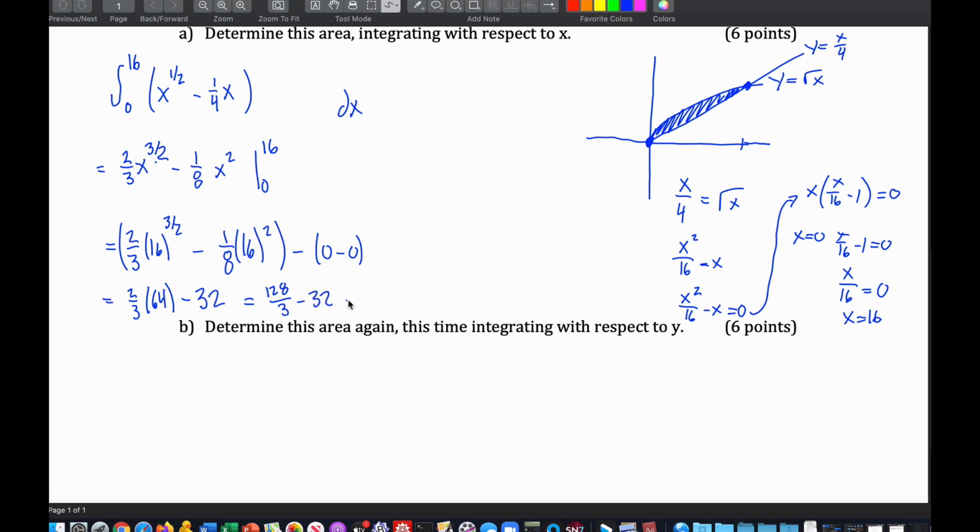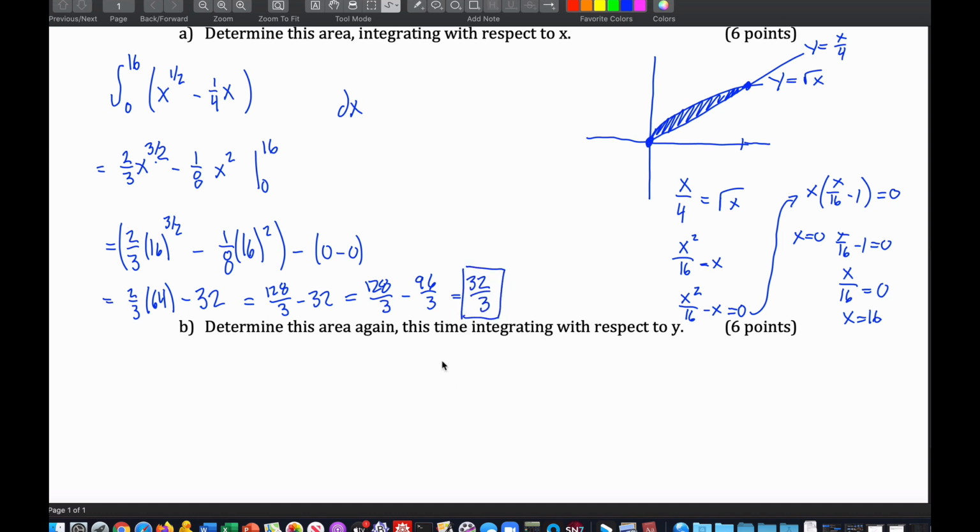And I guess I shouldn't call that a final answer, because I'm going to take it a step further and get a common denominator. 32, if I need the same denominator as 3, is equal to 96 thirds. And 128 minus 96 leaves me with, what, 32 thirds? So I believe this area in question is 32 thirds.